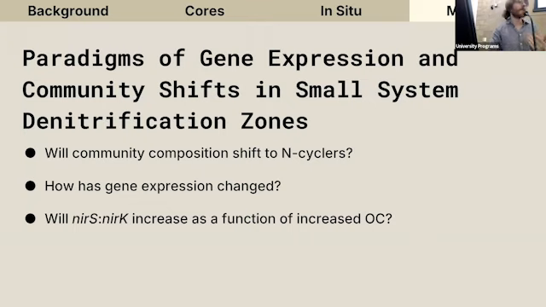Are we seeing a community shift, but for some reason we're not seeing N2 shift out? We're still retaining nitrogen in the streams. Are we perhaps seeing the wrong microbes get expressed?